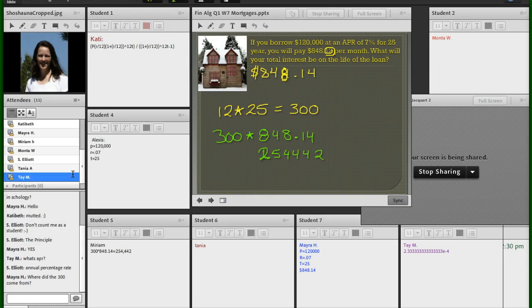2, 5, 4, 4, 4, 2. So what does that number mean? The loan of the life. So $254,000, and you borrowed $120,000. Isn't that interest added? Right? That interest is supposed to go down. You subtract it. Oh, you then subtract 120. So then you have 1, 3, 4, 4, 4, 2.